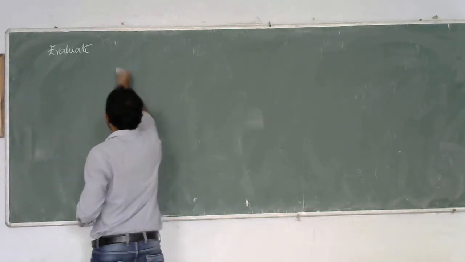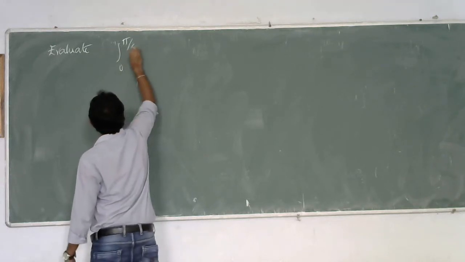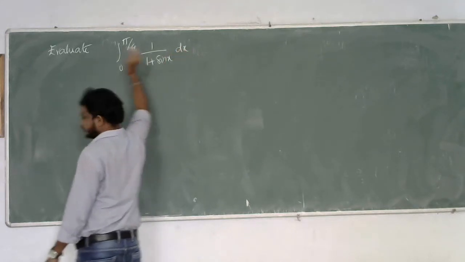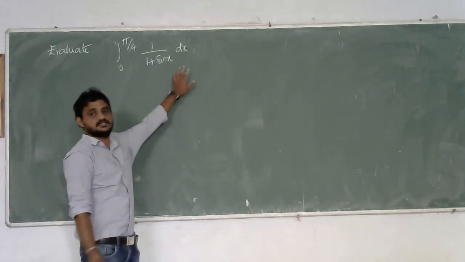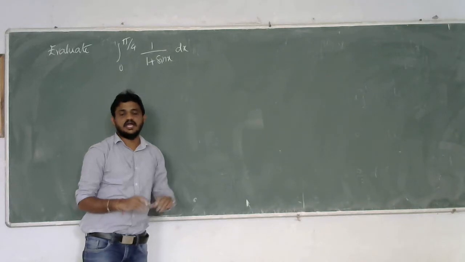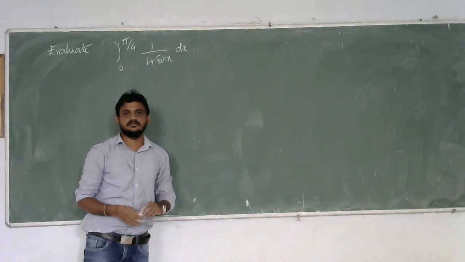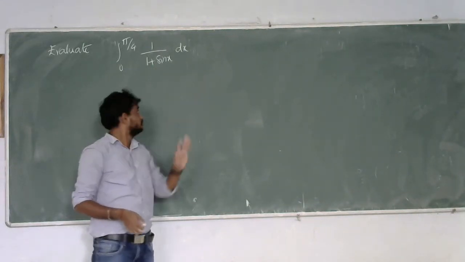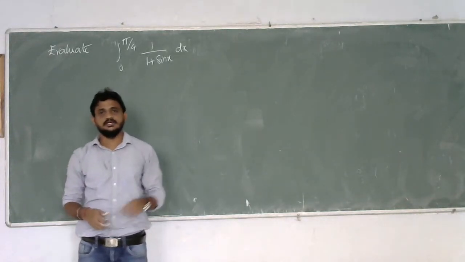Let us see one more problem. Evaluate integral 0 to pi by 4 of 1 by 1 plus sin x into dx. Here we have 1 by 1 plus sin x. We don't have a direct formula, right? And we cannot make it separate. So in this case, what we have to do? We have to rationalize it. So just rationalize this function, then solve the integral, then apply the limits. Okay, solve the problem.